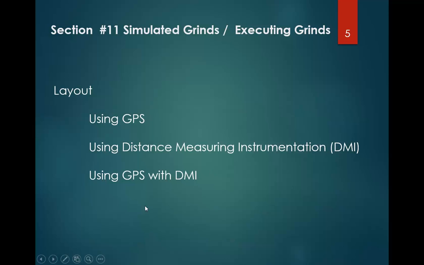The other common way of laying out these points in the field is using GPS with DMI. This is what will often happen up in the mountains, or any area where there's a lot of tree cover, where they can't get an accurate GPS point because there aren't enough satellites. So they'll back up to a spot where there's a clearing and they can get a lot of satellite readings. Then from that known GPS coordinate, they'll figure out the distance up to the location they're trying to lay out using their distance measuring instrument.